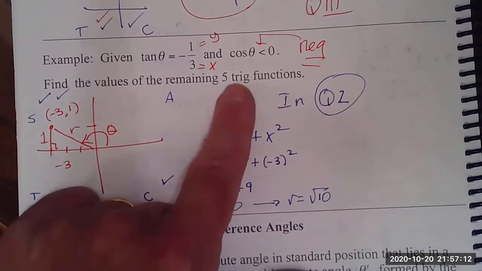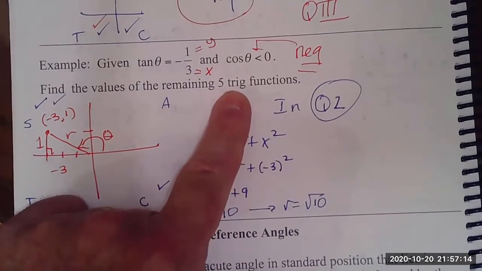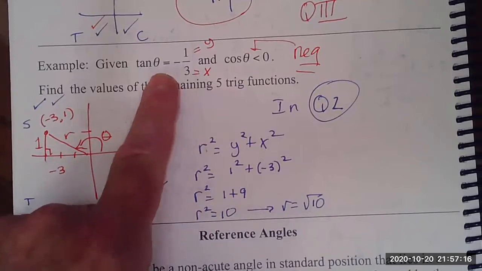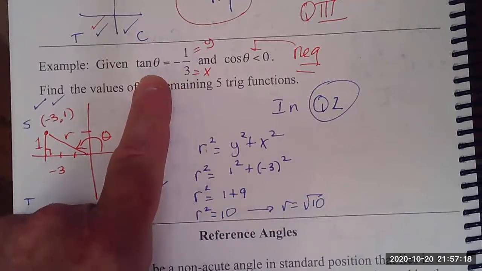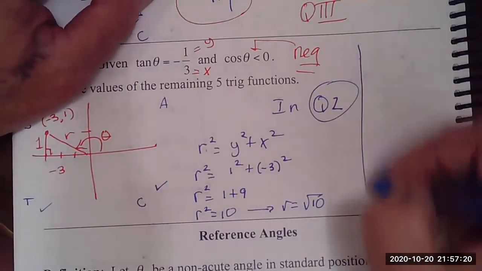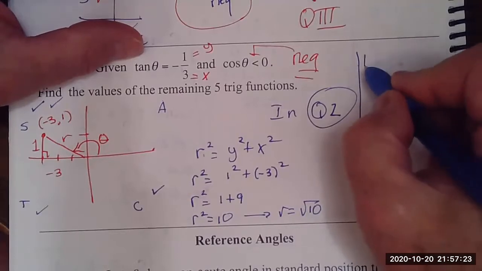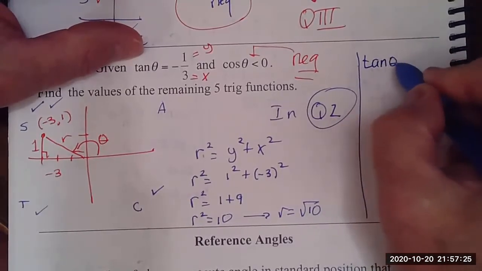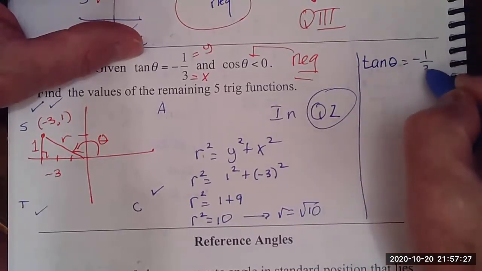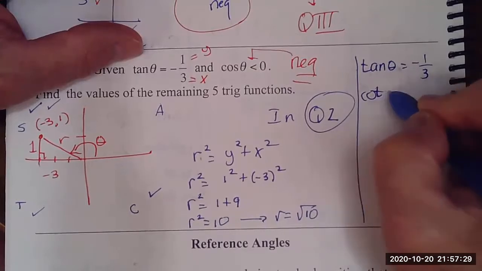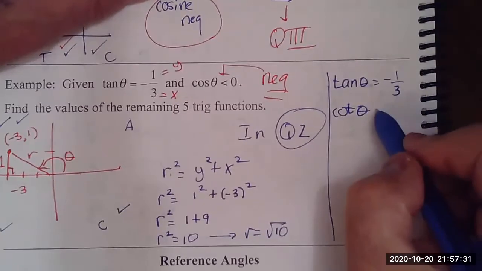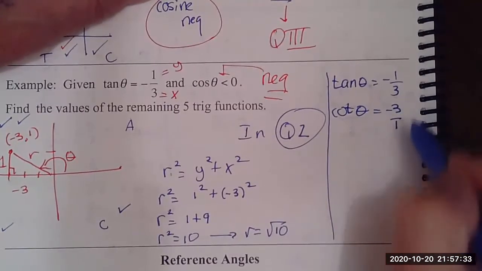And now we've got to find the trig functions. One trig function is already given, tangent of theta. That means the easy one would be, well, let's rewrite this. Tangent of theta is equal to -1/3. Cotangent of theta is the reciprocal, -3/1, or -3.